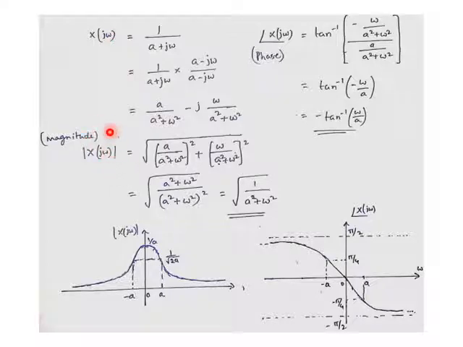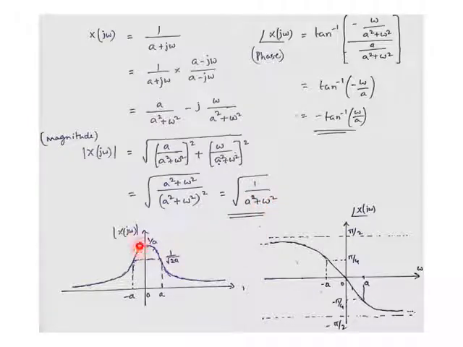If I want to calculate the magnitude, I just need to take the square of the real term plus the square of the imaginary term, under root. That is the definition of how we calculate the magnitude from real and imaginary terms. If you simplify this, I get the root of 1 by a square plus omega square. So this is the magnitude equation that we got.